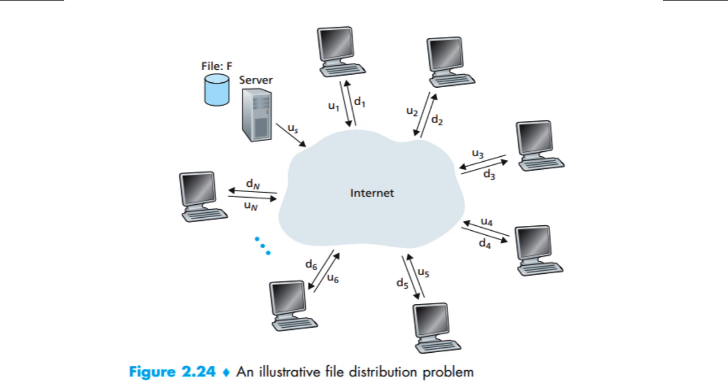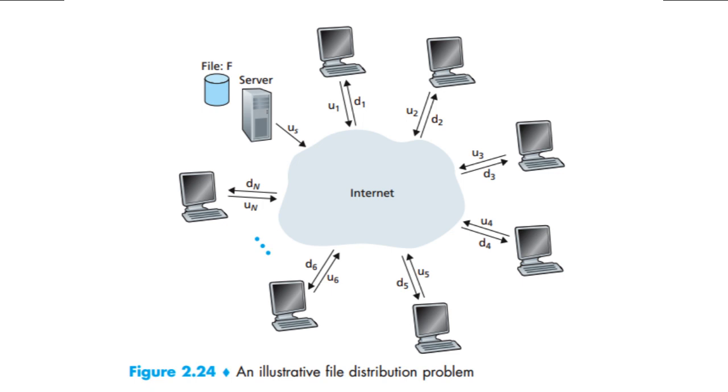Figure 2.25 compares the minimum distribution time of the client-server and P2P architectures, assuming that all peers have the same upload rate u. In Figure 2.25, we have set F over u equal to 1 hour, u_s equal to 10u, and d_min is greater than or equal to u_s. Thus, a peer can transmit the entire file in 1 hour. The server transmission rate is 10 times the peer upload rate. The peer download rates are set large enough so as not to have an effect.